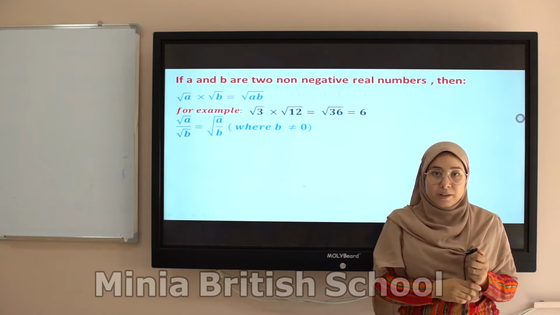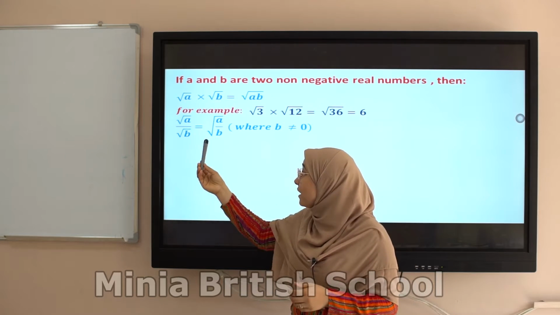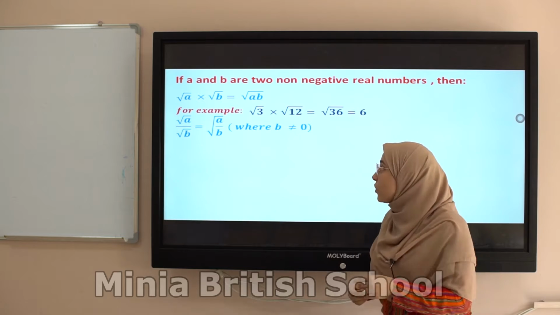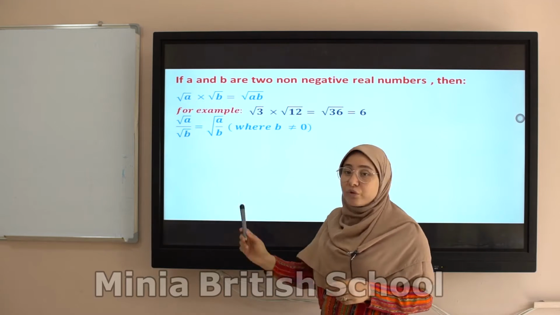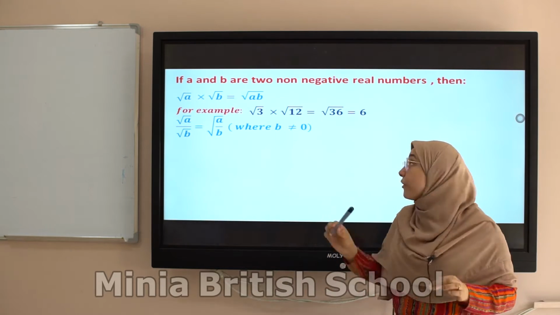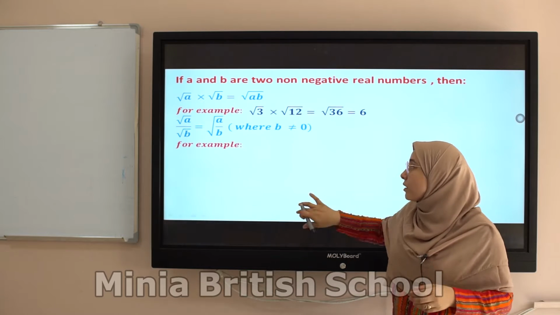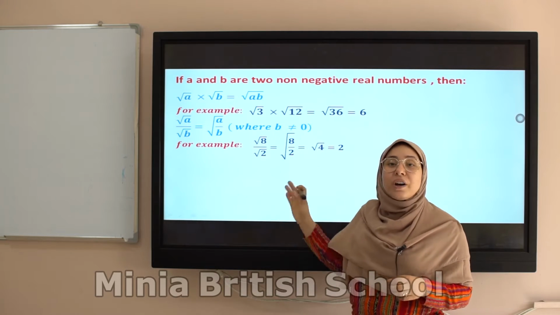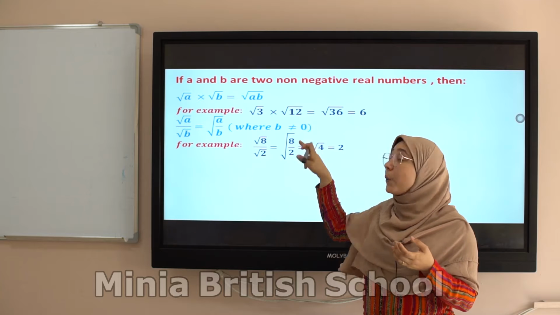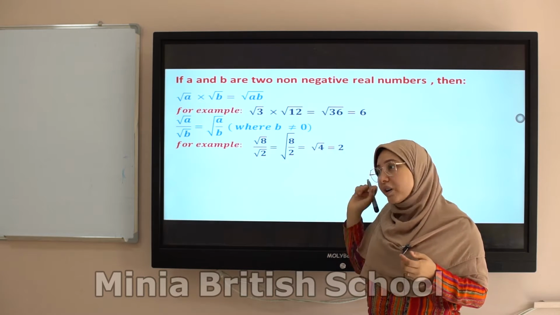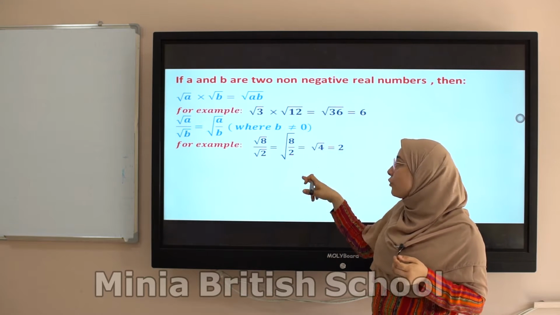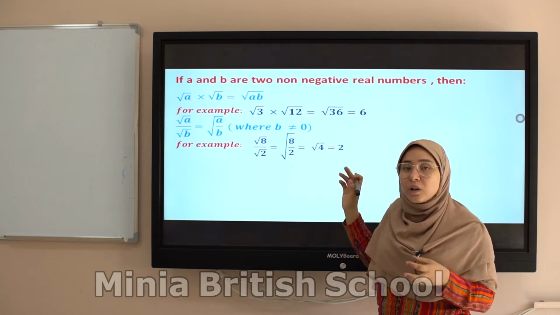The second property: root A divided by root B equals the square root of A over B. Take care, where B is not equal to 0, okay? For example, root 8 divided by root 2 equals the square root of 8 over 2, which equals root 4, so it equals 2.